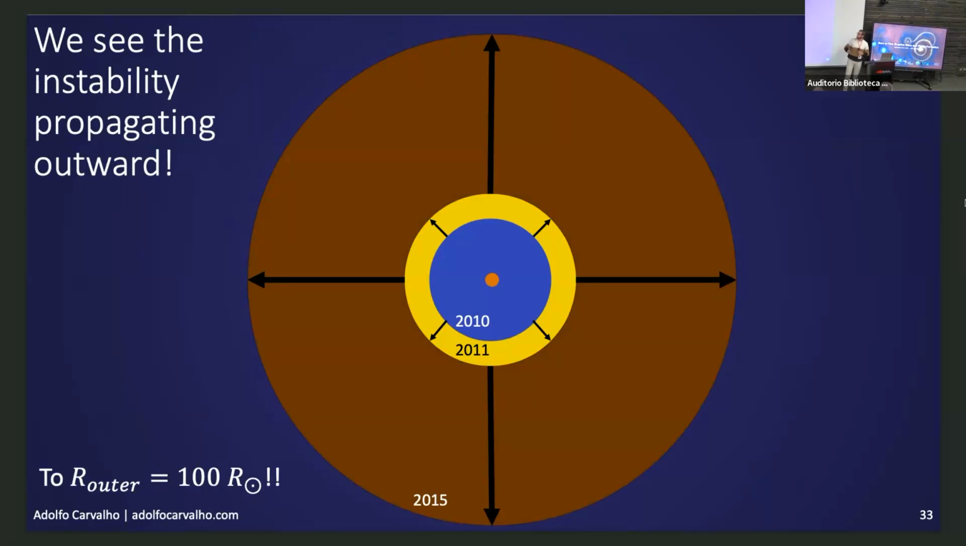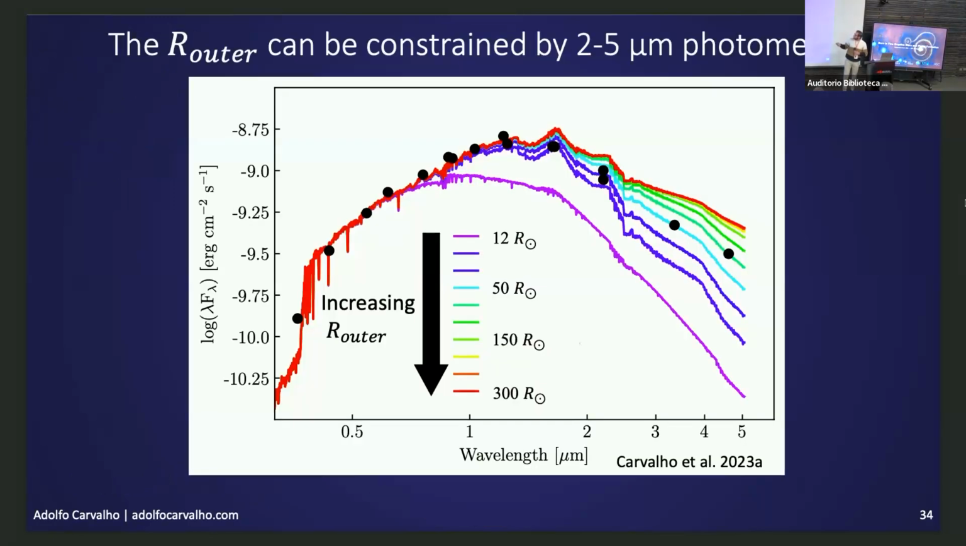And it seems to be indicating that for this outburst, there's some kind of maybe combustion front or something, where it's propagating outward and turning on at further radii. The way you're actually able to see this is in the SED, and we get that the 2 to 5 micron region is sensitive to exactly what this R outer parameter is.